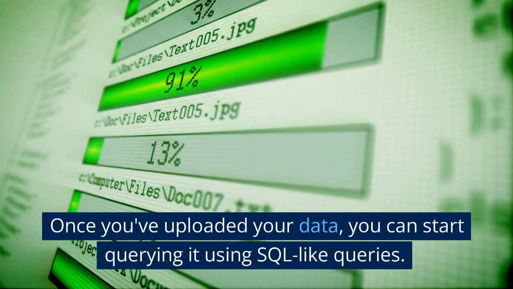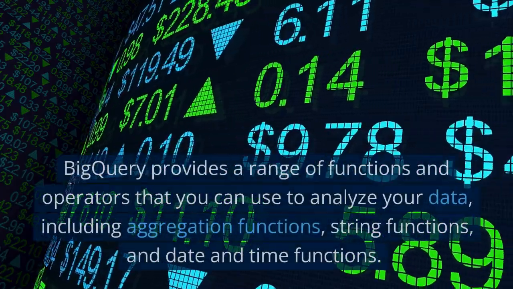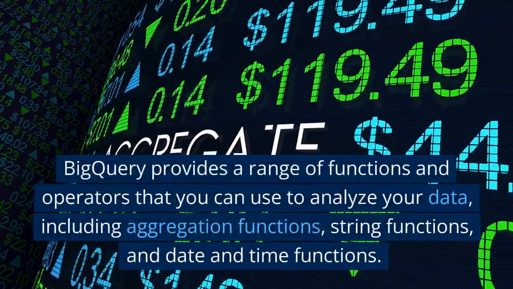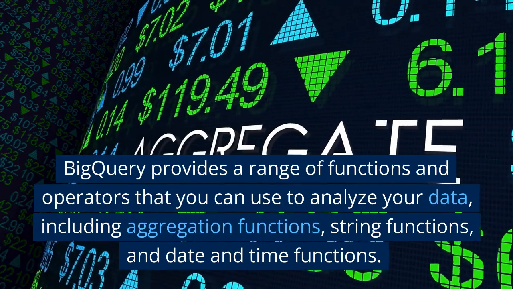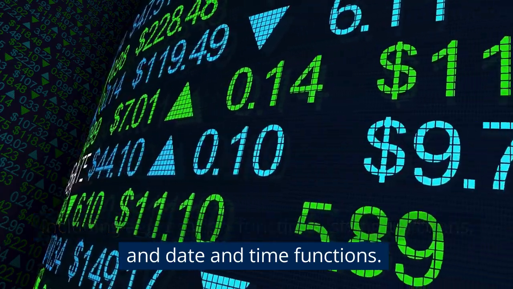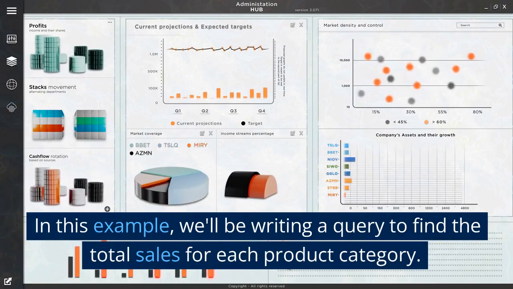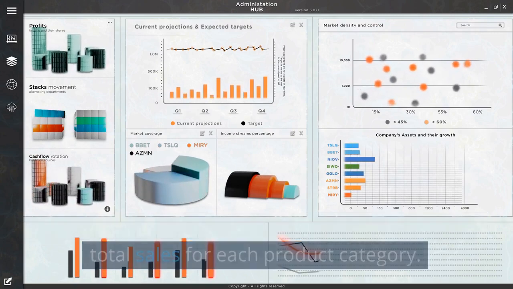Once you've uploaded your data, you can start querying it using SQL-like queries. BigQuery provides a range of functions and operators that you can use to analyze your data, including aggregation functions, string functions, and date and time functions. In this example, we'll be writing a query to find the total sales for each product category.